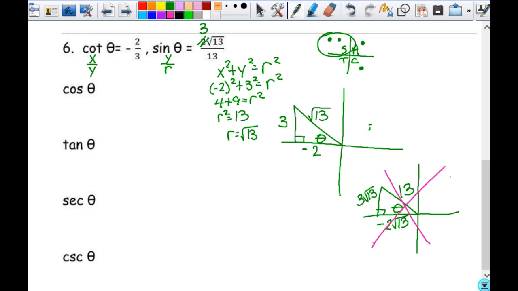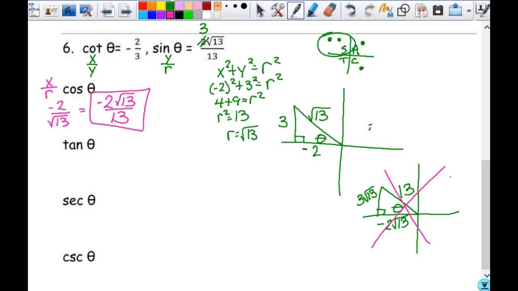So cosine of theta, it is not the reciprocal of either one of these, right? Cosine is x over r. So my x value is negative 2 over the radius, which is the square root of 13. Right? And it makes sense that cosine's negative in the second quadrant. Then I rationalize, right? And so that's going to give me negative 2 square root of 13 over 13. Everybody good with that? Easy enough?